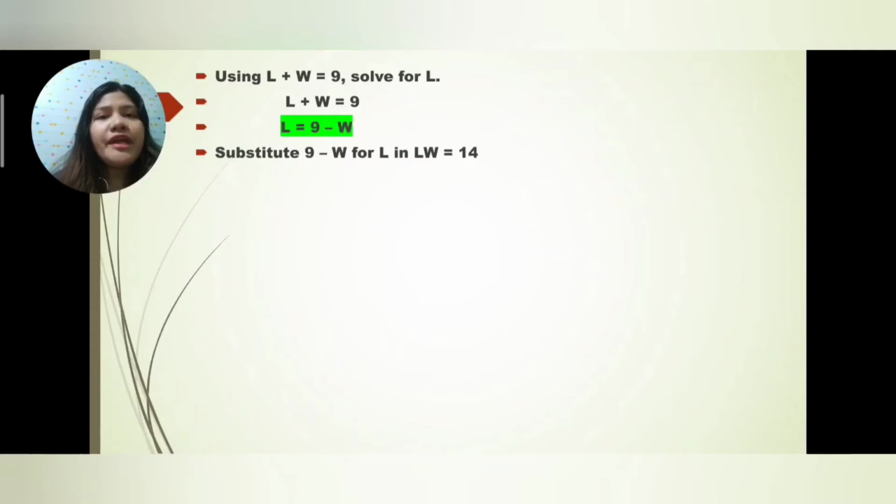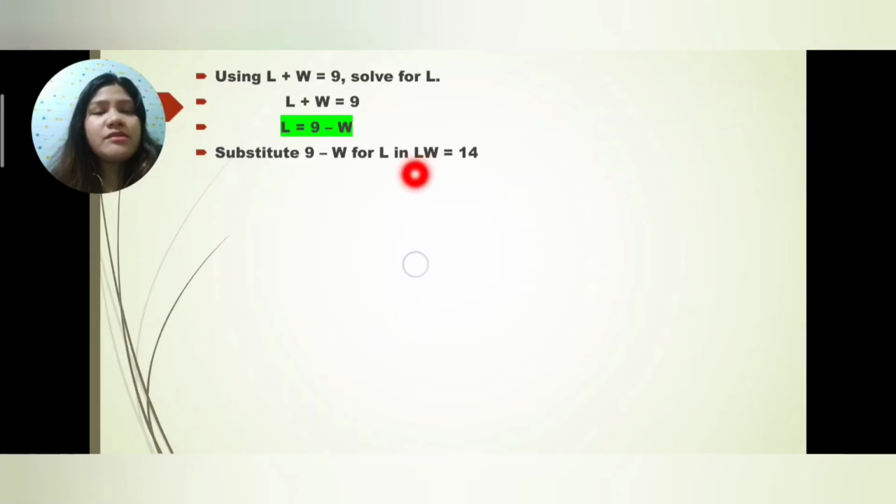So, di ba yung unang equation natin is yung area, di ba? L times W is equal to 14. So, ang gagawin natin is isa-substitute natin itong 9 minus W sa equation na length times W is equal to 14. Kasi dito, L is equal to 9 minus W. Ibig sabihin, yung value ng L is 9 minus W. So, itong 9 minus W, isubstitute natin siya dito sa L.